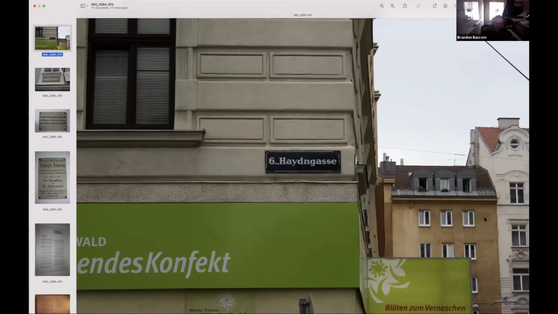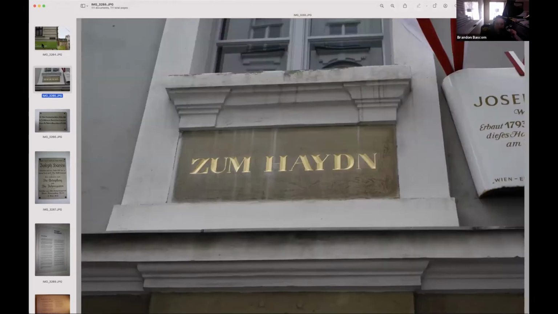So this is Heidengasse. Gasse means street. And this is where the museum is. Now, in Austria, you can see these red and white flags over here. If there's a museum that's run by the city, it'll have those flags there.